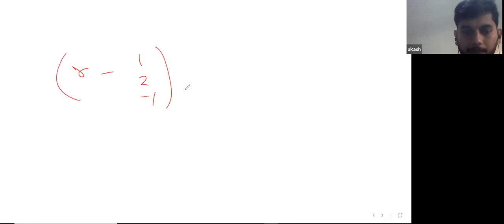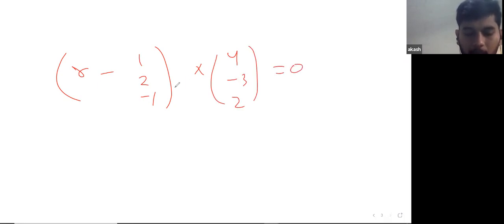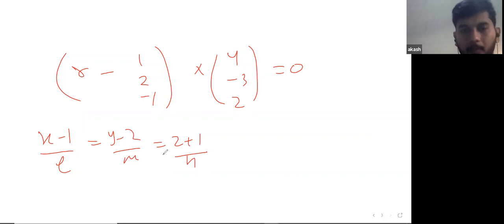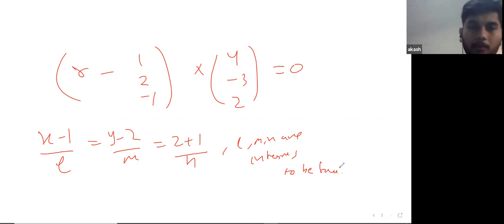Now suppose they have given you a question. A line has a vector equation r minus 1, 2, -1 cross 4, -3, 2 equals 0. They've asked you to show that the Cartesian equation of the line can be written as x minus 1 upon l equals y minus 2 upon m equals z plus 1 upon n, where l, m, and n are integers to be found.